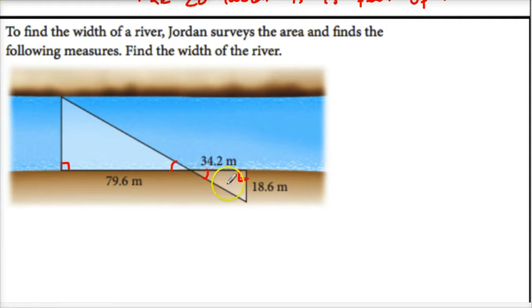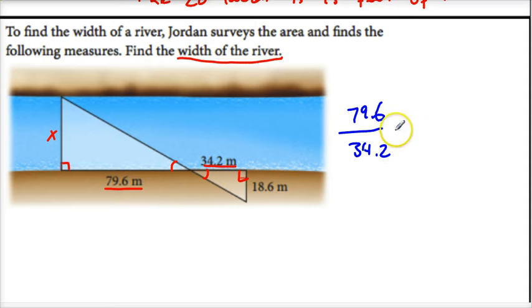Now that I know these two triangles are similar because of my angle-angle similarity, we just got to set up some ratios. What it looks like is that these two are my corresponding sides, and since I'm looking for the width of the river, this will be my x. So let's set up some ratios. I know that 79.6 is to 34.2, which is equal to, once again I'm going to start with my bigger triangle, x is to 18.6.